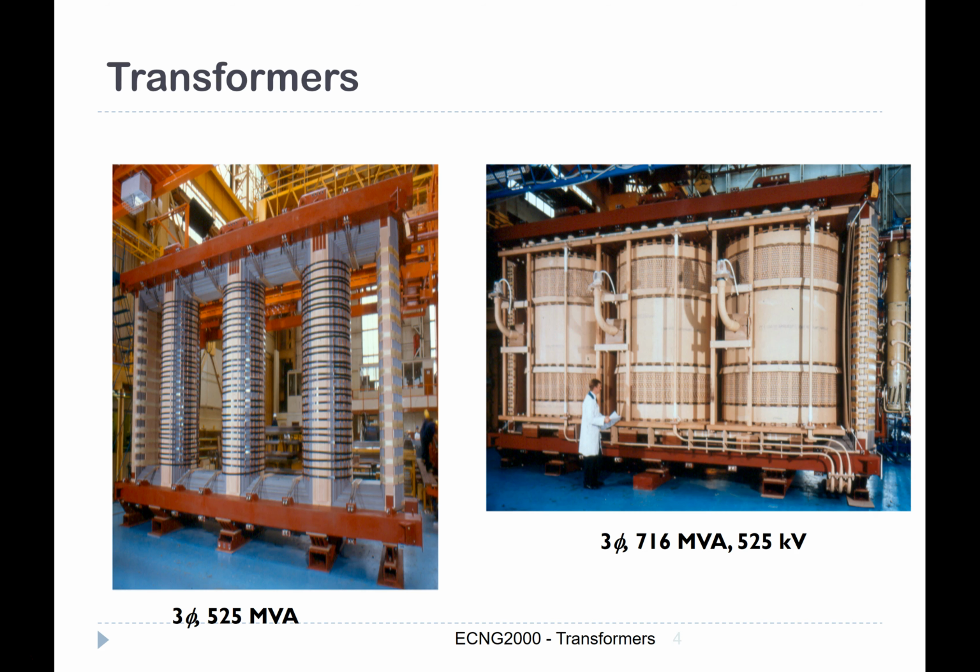So you'll see here a little bit about the internal of a transformer, and we have the core, which is the outside here, and the conductors wrapped around it. This is a three-phase transformer. You can see it's quite big. This one is 525 MVA, and this one is a 716 MVA, and you can see the size of a person here compared to the whole transformer.